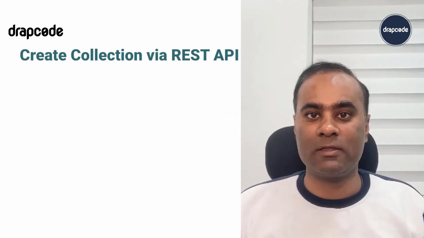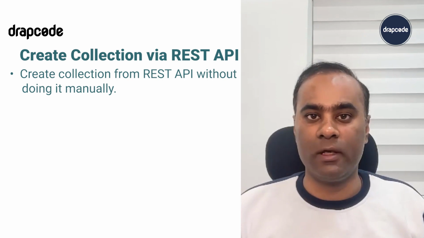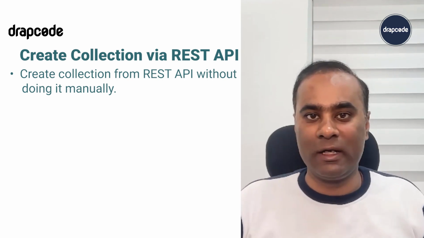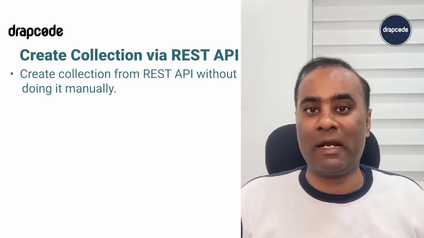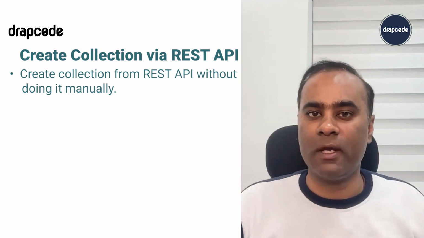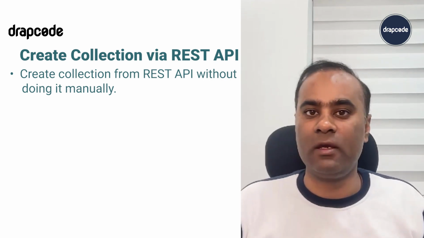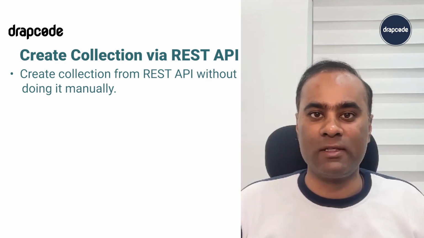So in this video, we will understand how to create a collection from REST API. In Trapcode, you can manually go and create a collection, give the name, and choose all the fields. But there are scenarios when you have data coming from a REST API and you want to create a collection from the REST API without doing it manually. So let's see how that can be done.